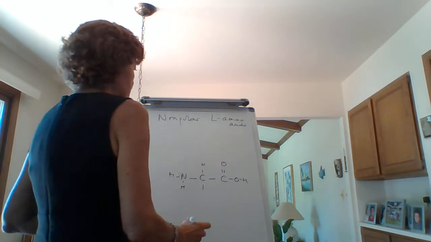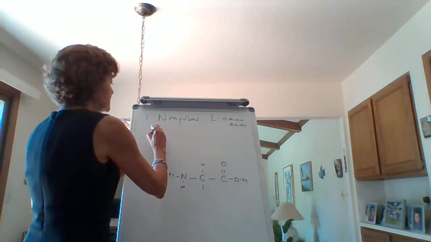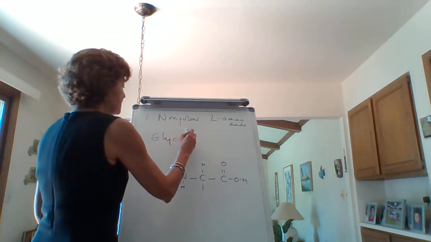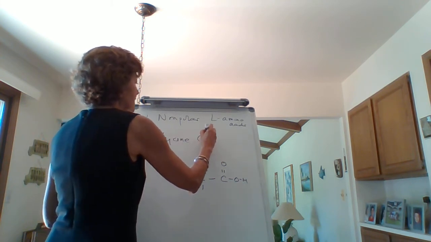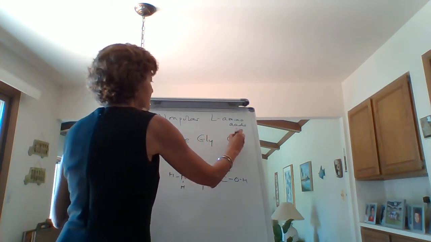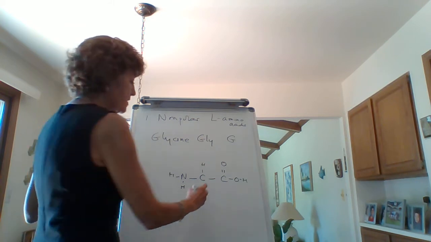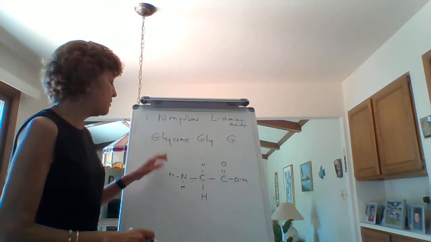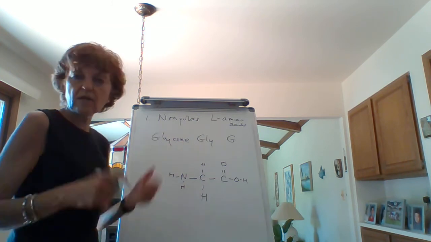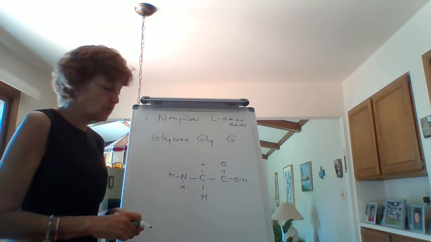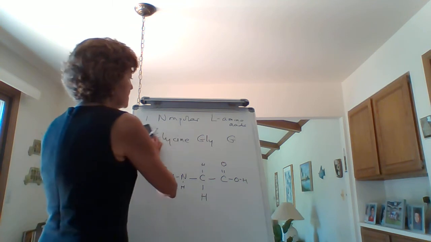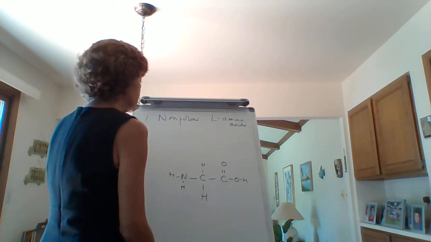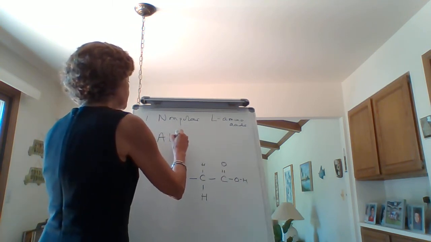All right. First, the simplest amino acid is glycine. Its three-letter abbreviation is GLY. Its single letter is G. Glycine is super easy. It just has an H here. So it has the carboxyl group, the amine group, the alpha carbon, just an H. That's glycine. Okay. The second nonpolar amino acid is alanine.